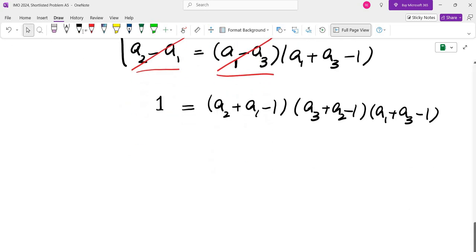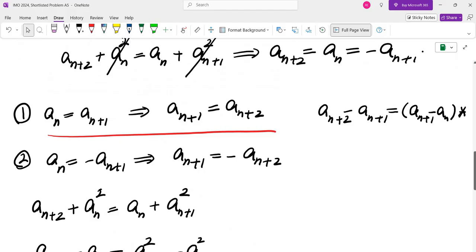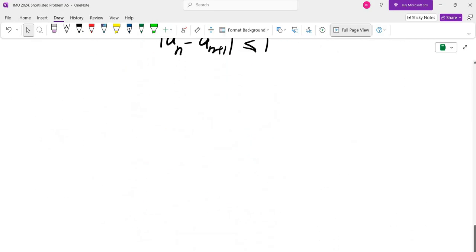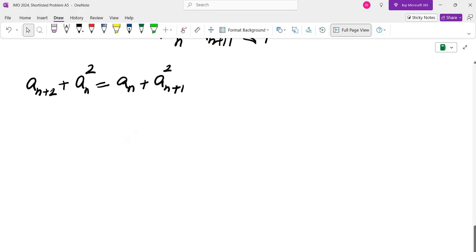I was really hoping that I could use the condition that we are given, which is that the difference of consecutive terms is at most 1 in absolute value, but it wasn't really helpful. This was not very helpful until I realized that I have another condition that I was able to obtain, which is that if two consecutive terms are negatives of each other, then the next two consecutive terms are also negatives of each other. So I'm going to write down the recursion a_{n+2} plus a_n squared, and I'm going to try to write this in terms of sums of consecutive terms. So maybe I can find some similar factorization.